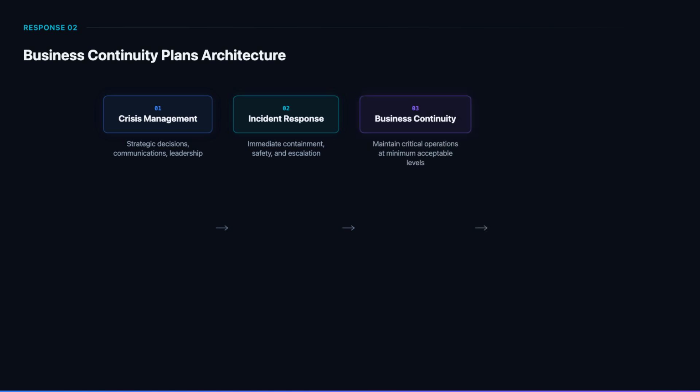The business continuity plan focuses on maintaining critical operations at minimum acceptable levels. It details workarounds, alternate processes, and resource reallocation to keep priority activities running during the disruption. The disaster recovery plan targets IT systems, data, and infrastructure. It includes recovery procedures, system priorities, and technical steps to restore technology services according to the recovery time and recovery point objectives defined in your BIA.